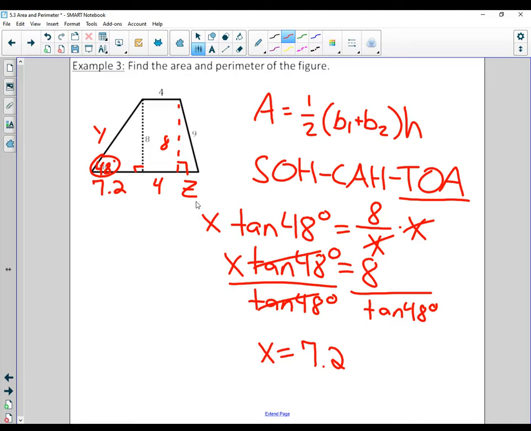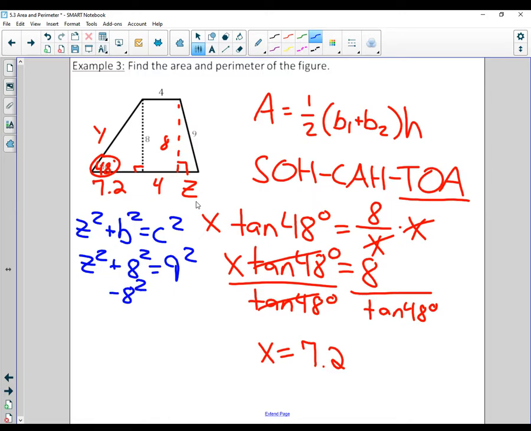I had to draw this line down, but I know that this is 8, this is 9. I have two sides of a right triangle. So now, to find Z, I can do the Pythagorean theorem. Except one of our sides is Z, right? So maybe I'll put Z squared. Then Z squared plus 8 squared, the other leg, equals the hypotenuse squared, 9 squared. Subtract the 8 squared over.